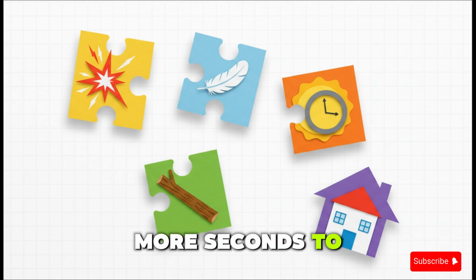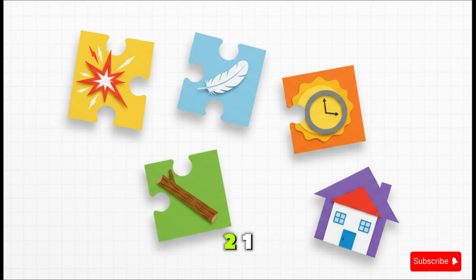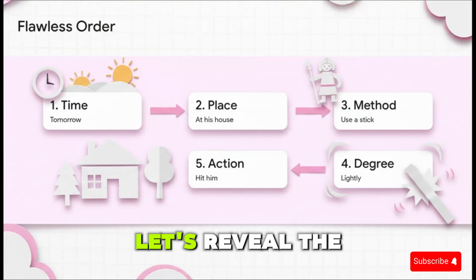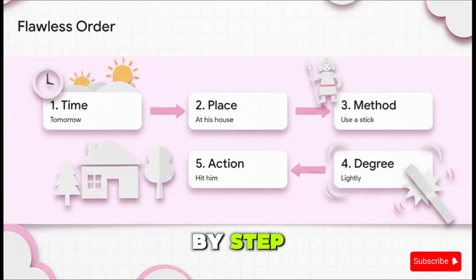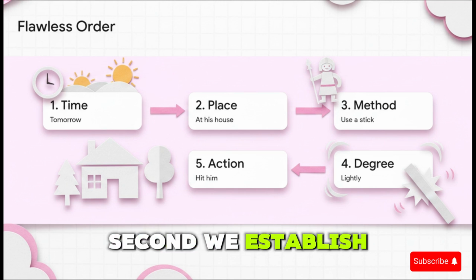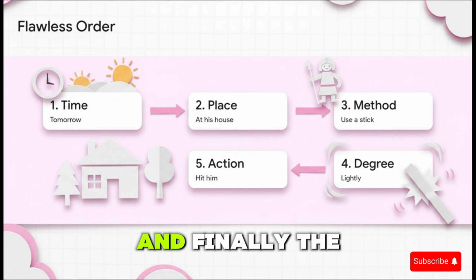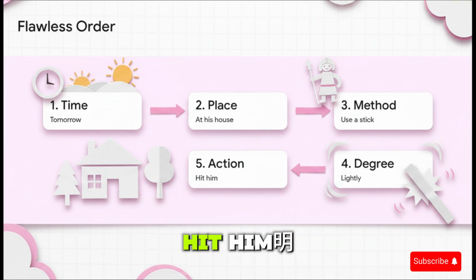Take a few more seconds to lock in your final sequence before the big reveal. Assemble that puzzle in your head. 3, 2, 1. Let's reveal the correct order step by step. First, we set the time, tomorrow. Second, we establish the place, at his house. Third, we choose the method, use a stick. Fourth, the degree of intensity, lightly. And finally, the action itself, hit him.